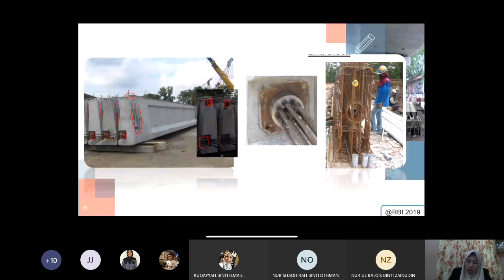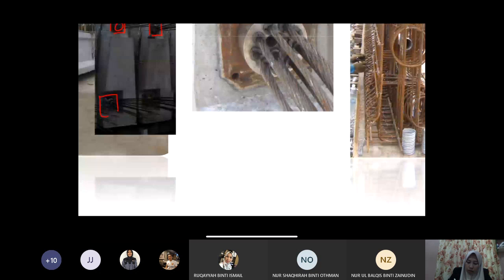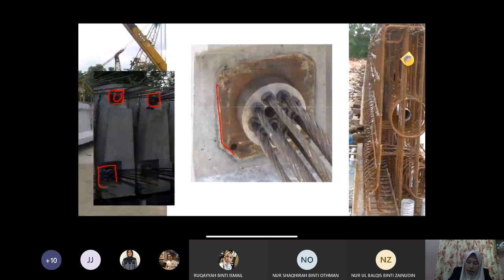So this is another picture, you can see it closer. This is the plate, and then this is your anchor, where it holds all your tendon. And this is a very clear picture. This is what we call a wedge.